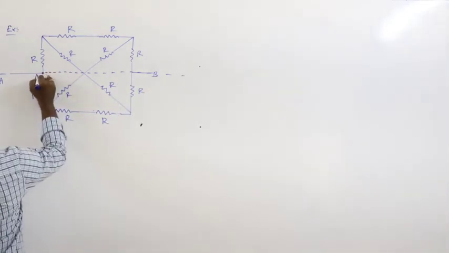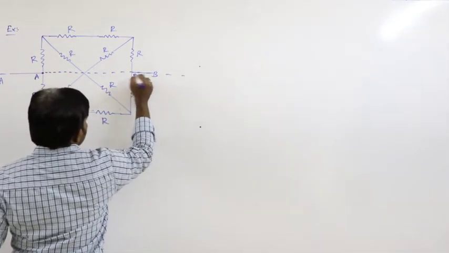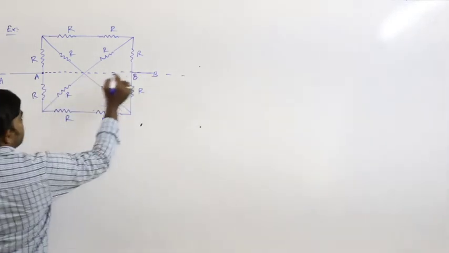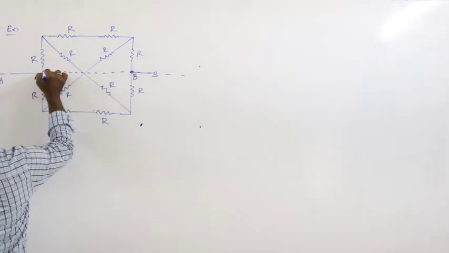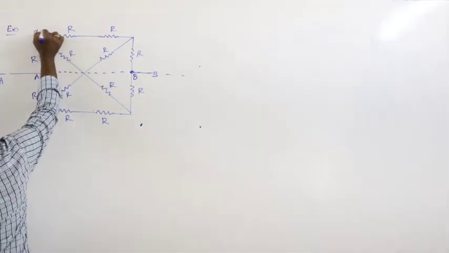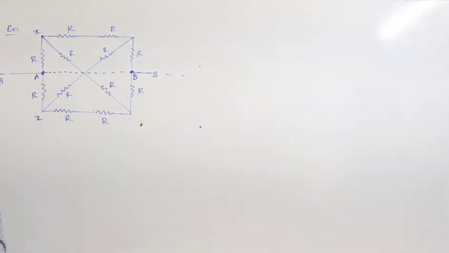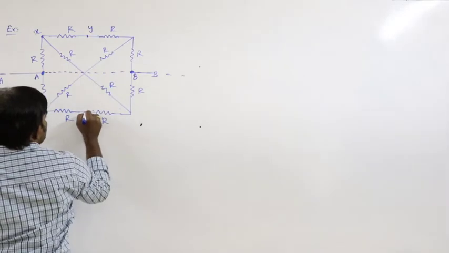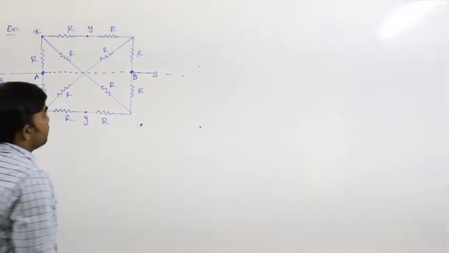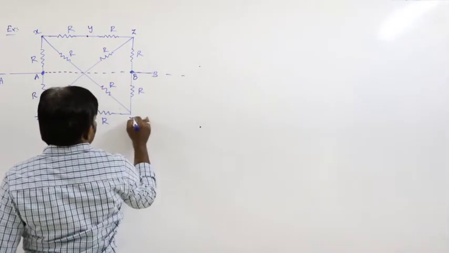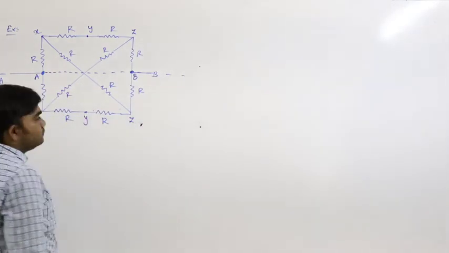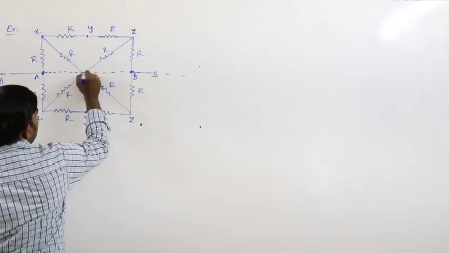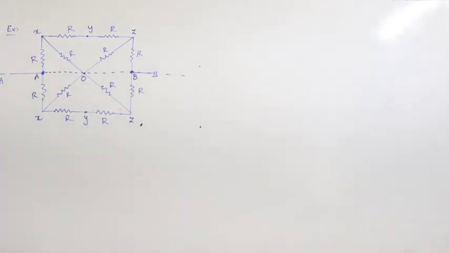let us say this is the potential point A, potential point B. This is the potential point A and this is the potential point B. Let us say here the potential is X, here also the potential is X. Here the potential is Y, here also Y. Here the potential is Z, here also Z. Let us say here the potential is O, the center point. So this is our assumption.